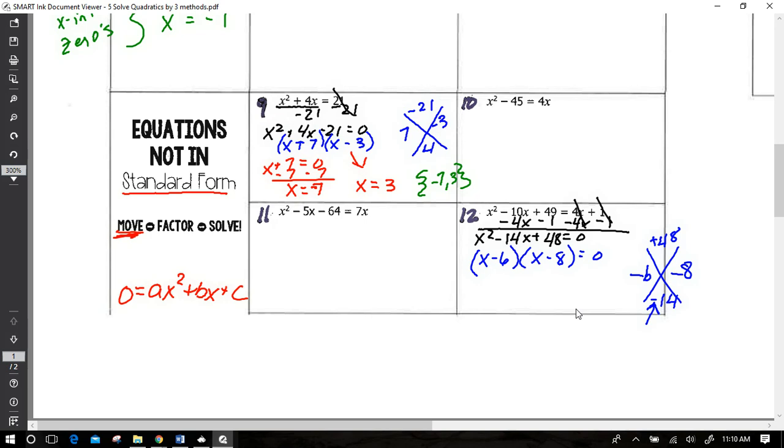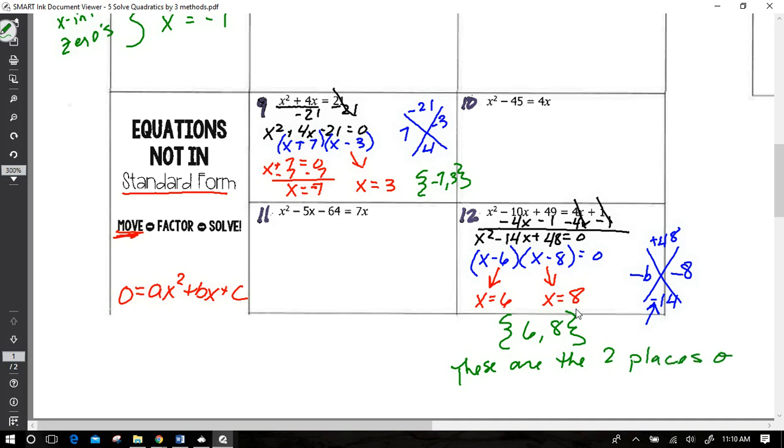Now I am ready to get my solution. So x equals 6, x equals positive 8. And then write that final solution. And remember what this means. These are the two places on the x-axis where this parabola crosses.